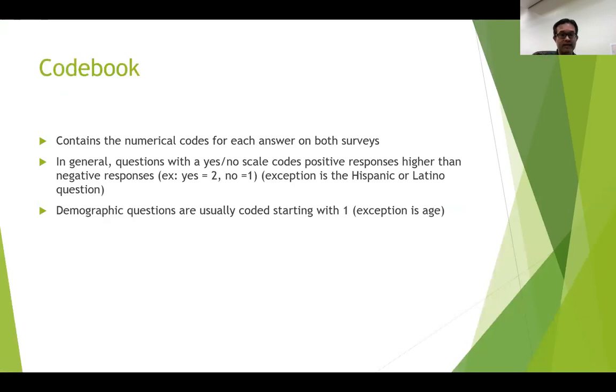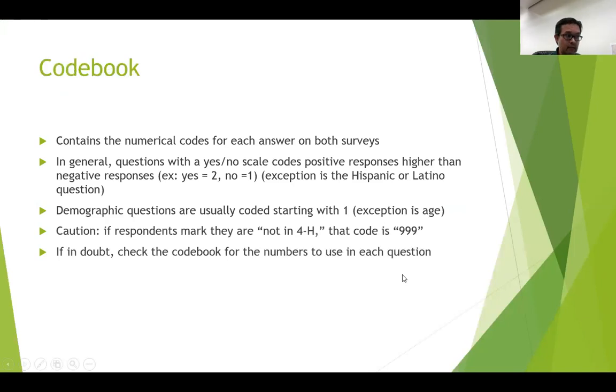The only exception to that is age, and you just type in the number. If they say they're 11, you type in 11. And then the other exception is if respondents marked they are not in 4-H, and I think that's one of the first questions on the survey, that code is 999. So just ask how many years you've been in 4-H. If you're in doubt, check the code book for the numbers to use in each question.